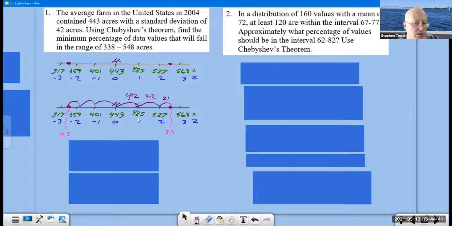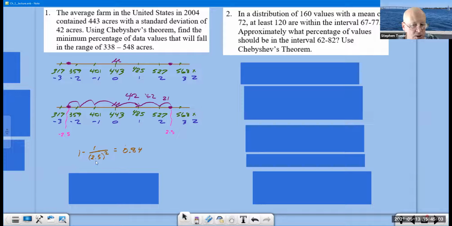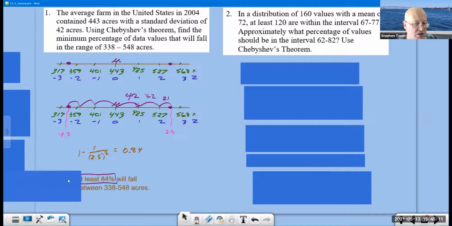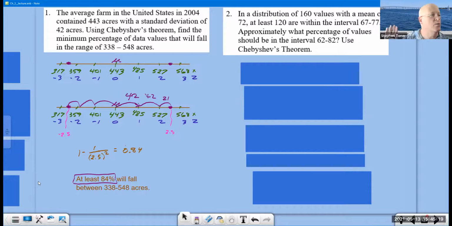So I can show it to you with this picture. I went 42, 42, and then whoops, 21 more. That's half of the 42. So that's 2.5 standard deviations to the right. And it turns out that it's 2.5 standard deviations to the left. Now, Chebyshev's theorem can be applied, which is 1 minus 1 over, and there's that 2.5 I substituted in, squared, which gives me 0.84. And that tells me my answer will be at least 84% will fall between these two numbers.